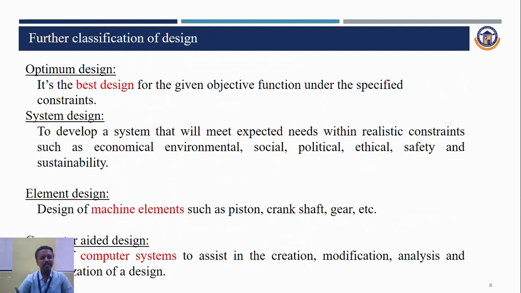Third one will be element design. In element design, we are going to see the design of machine elements and the design of mechanical transmission systems. So these subjects come under element design. In the design of machine elements, we will see parts like piston, crankshaft, gear. So these things we are going to design.